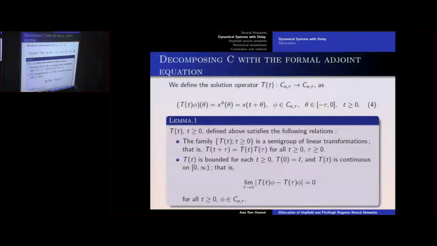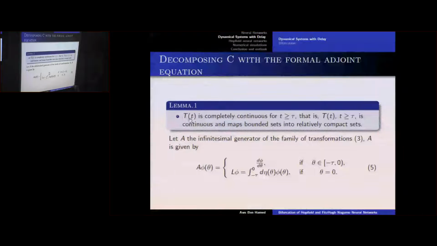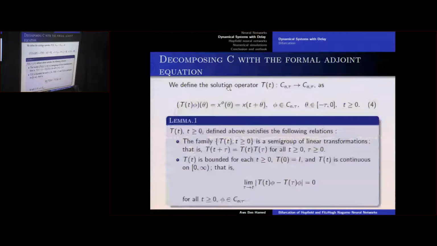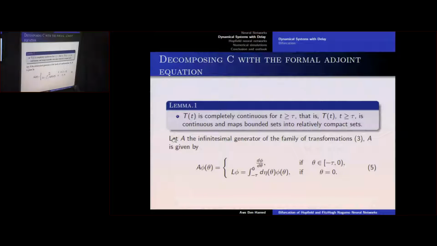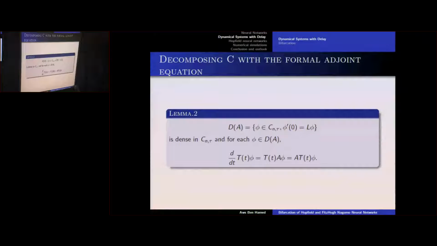So now we decompose C with the formal adjoint equation, and we will have this operator T from C^n to C^n. The work here is to decompose our parameter space into two bases, P and P star. We have this lemma: T is completely continuous, and we have the infinitesimal generator of the family of transformations T, which is Aφ. The domain of A is dense in C, and its derivative with respect to t is equal to Tη.